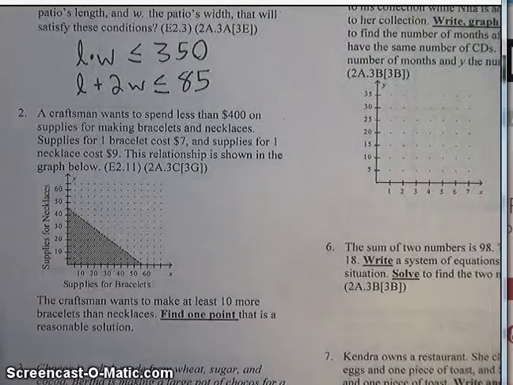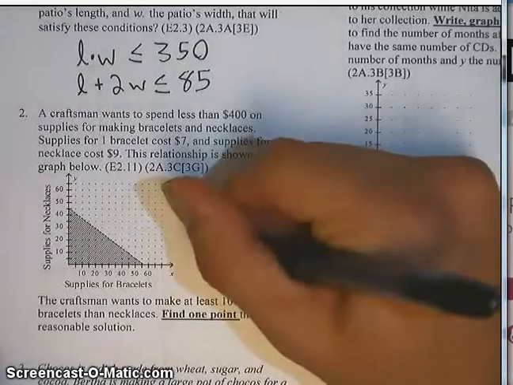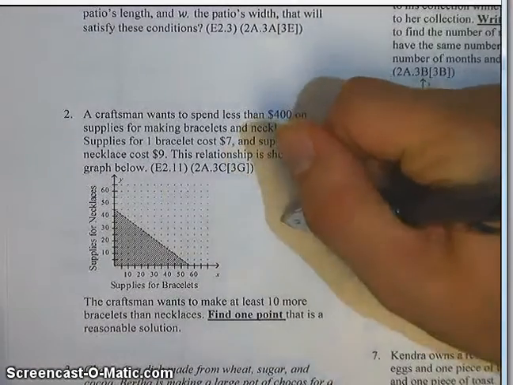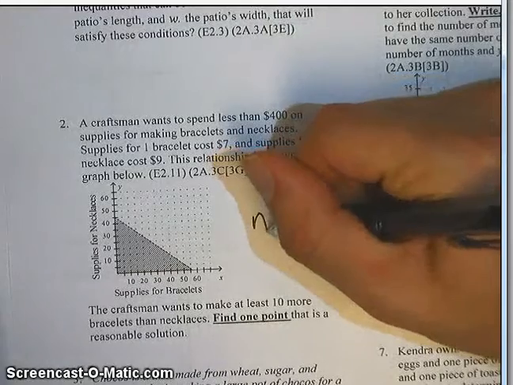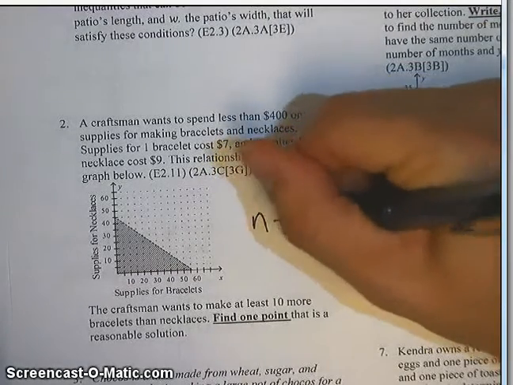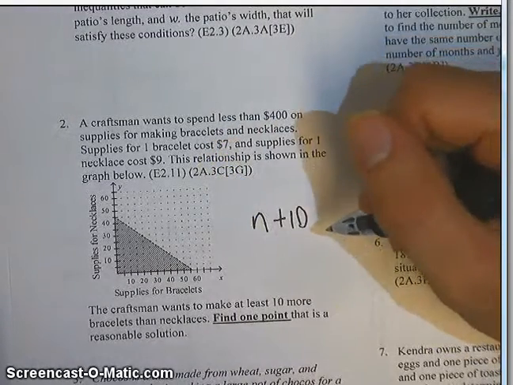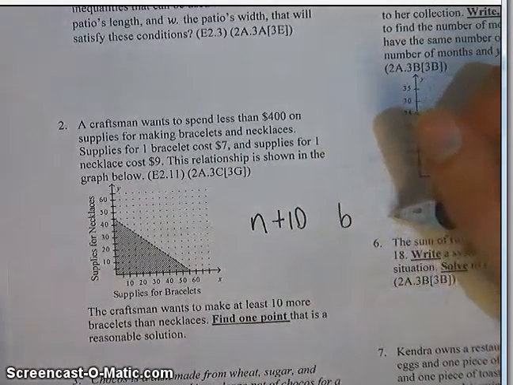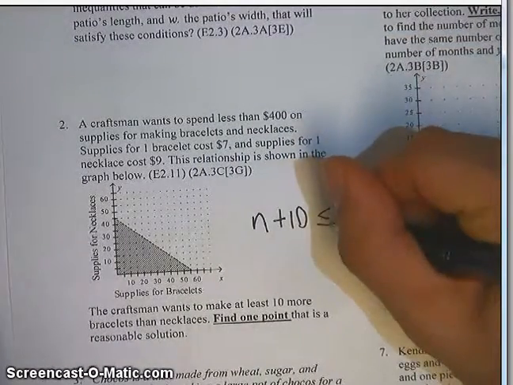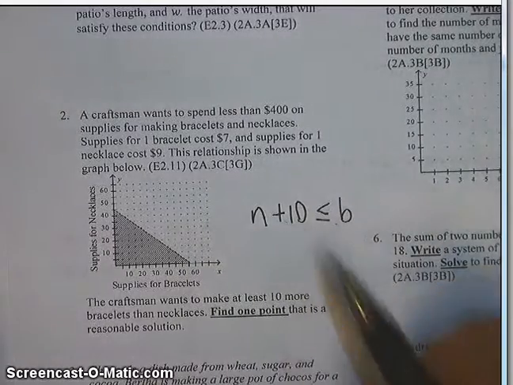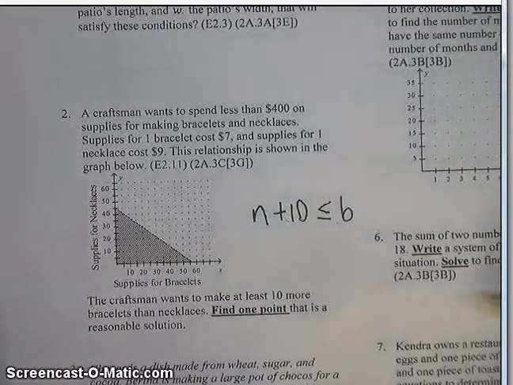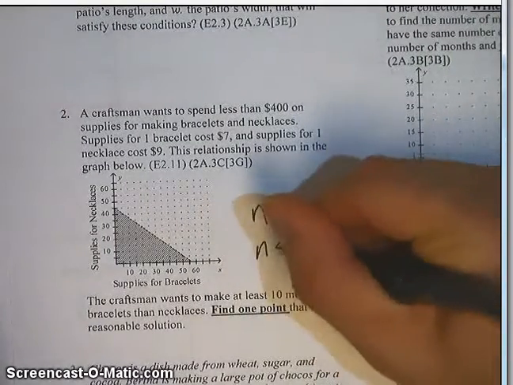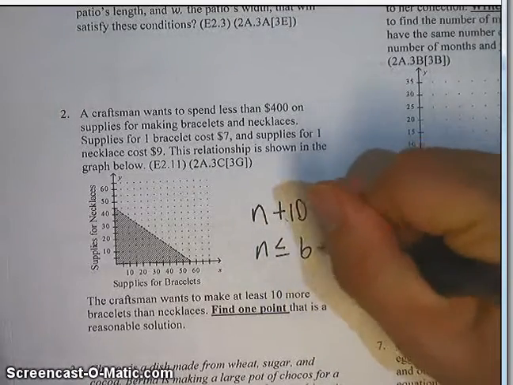So if I was to write that as an inequality, the craftsman wants to make at least 10 more bracelets than necklaces, then I would say that the number of necklaces is n, and we want to add 10 to those because we want the number of bracelets to be 10 more at least. So that means the number of bracelets has to be greater than or equal to n plus 10. Now if I'm going to graph that, I need to subtract the 10 to get n is less than or equal to b minus 10.